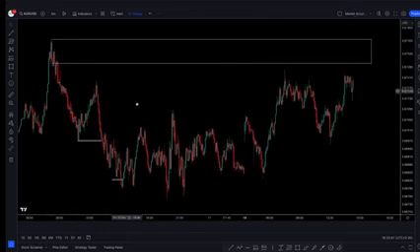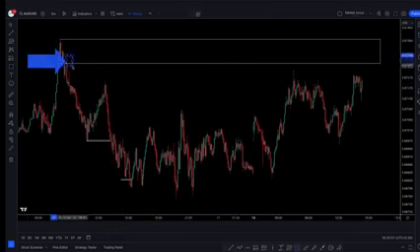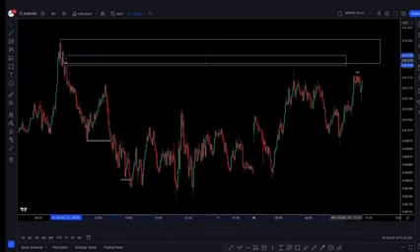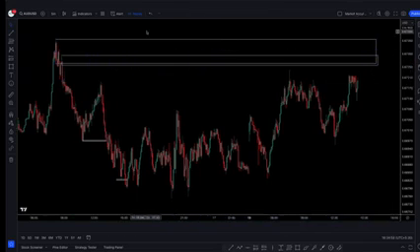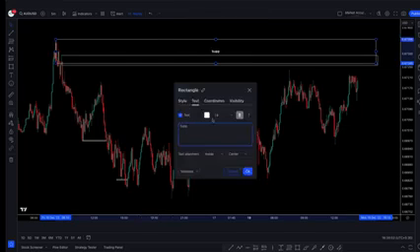We also have this zone here with a fair value gap, as you can see. This right here. So I drag this along, and I wait for price to give me an ABC pattern near it. So I'm going to call this the supply zone.